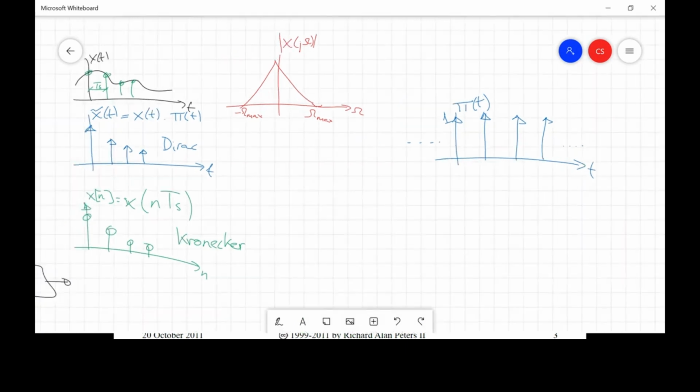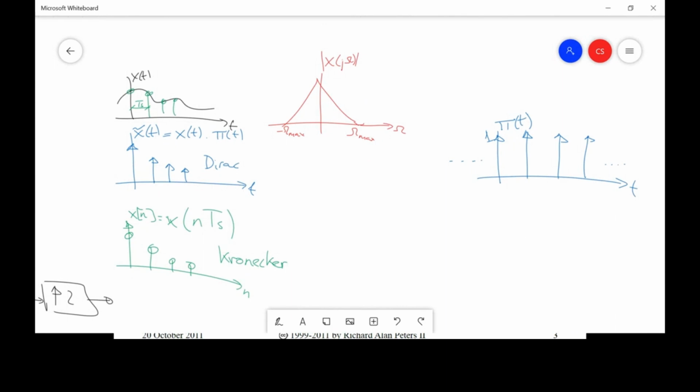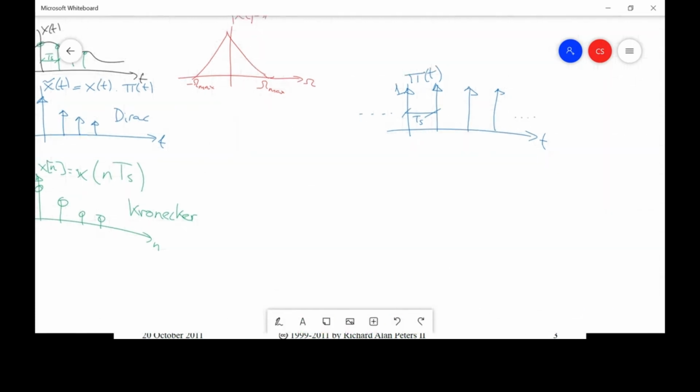Okay, so this intermediate signal: I'm multiplying the input signal x of t times the train of deltas, and I have these Dirac's deltas, which are separated by Ts. Okay, so now, what is the spectrum of this signal? I will do it here. What is the spectrum of this one?